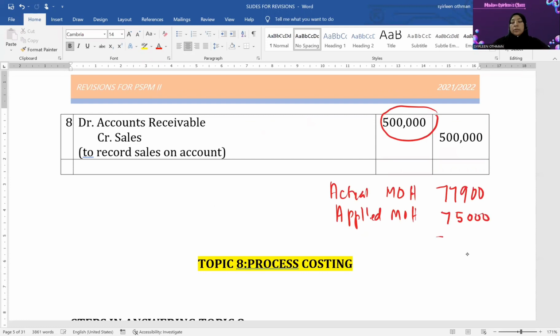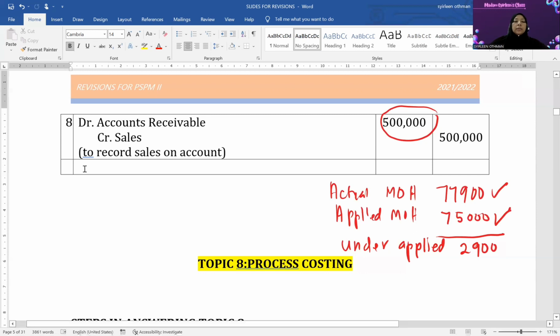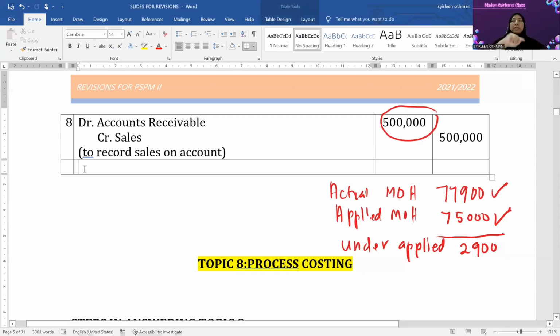Okay, so the difference here is 2,900. This is actually under applied. Okay, sebab tadi you masukkan kurang kan? Okay, you masukkan tadi hanya 75, whereas actually the full amount is actually 77,900. So under applied, so bila under applied, kita akan add up to your COGS. So your adjusting entries will be the final journal in your questions.